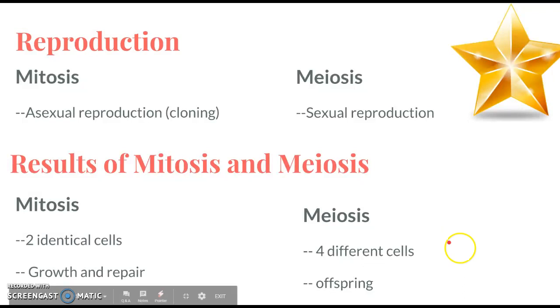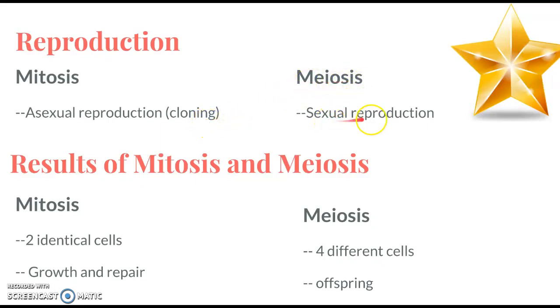Okay, this is the big slide. This is the big kahuna. This is what I want you to get from this. This is what I need you to know about mitosis and meiosis. Mitosis is asexual reproduction. There's not 2 individuals involved. There's just one. This cell just clones itself. It makes something from itself.